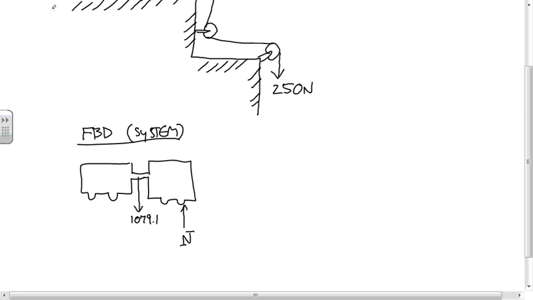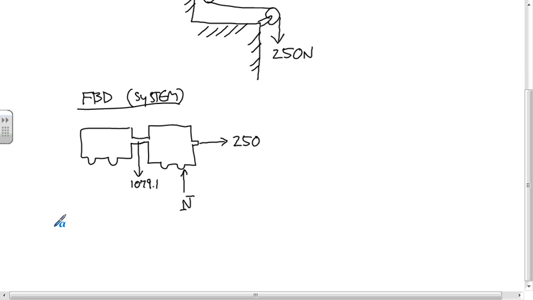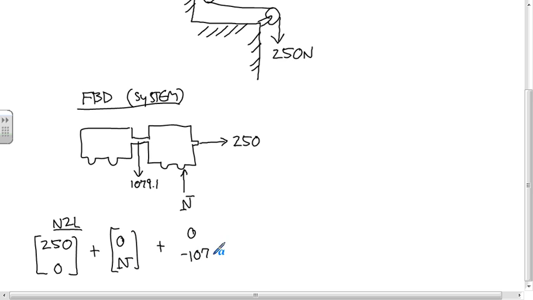And then the last place that there's contact is at the cable. So there's the little stump, and coming out of it is a tension of 250 newtons. So Newton's second law says 250, 0, plus 0, N, plus 0, negative 1079.1, is equal to zeros.